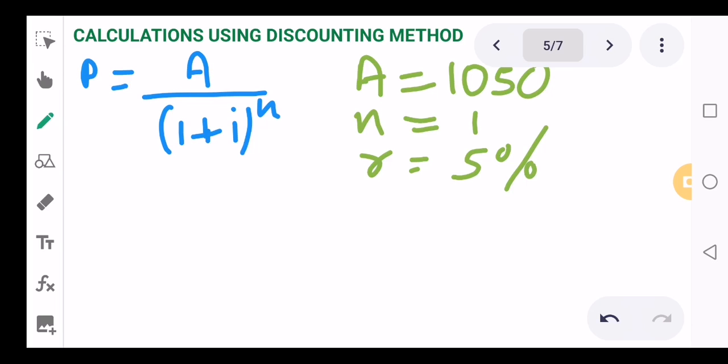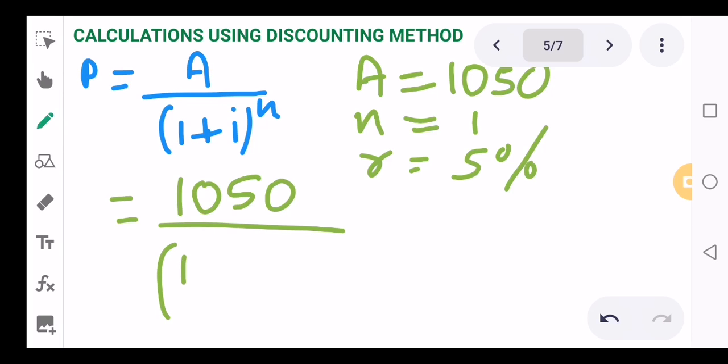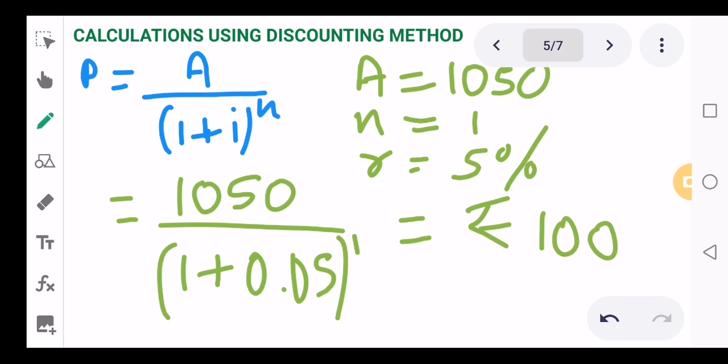So let's use the formula. It's very simple. Just substitute everything in the formula. 1050 divided by 1 plus 0.05 to the power 1. And you get the answer as 1000 rupees. So this is the discounting method, used when you're calculating the present values. You can consider A as the future value and P as the present value, or you can call P the principal and A the amount. It's your wish.